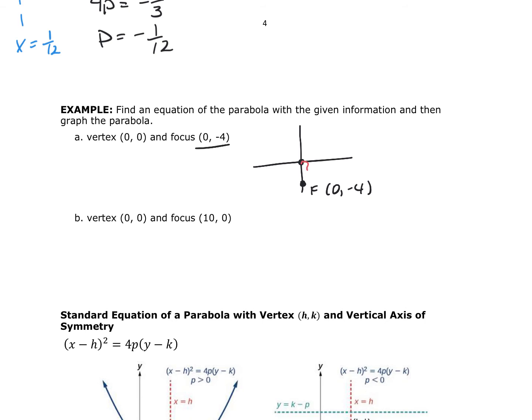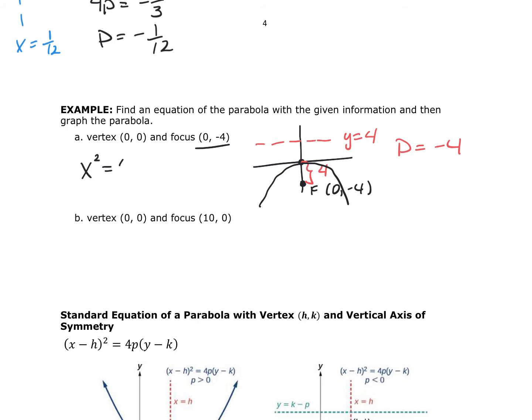So then I know that this distance I traveled happens to be 4. So my p-value is negative 4 because I went below the x-axis. I went below the origin. My directrix then would be the line y is equal to positive 4. Now my equation, since I know it's opening down, must mean that I have x squared.